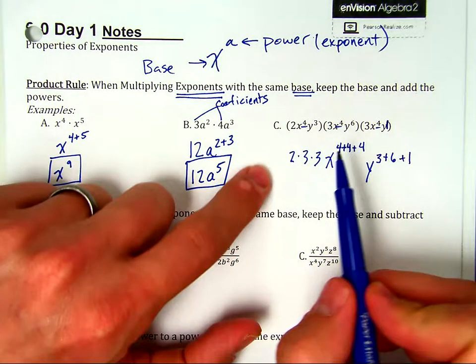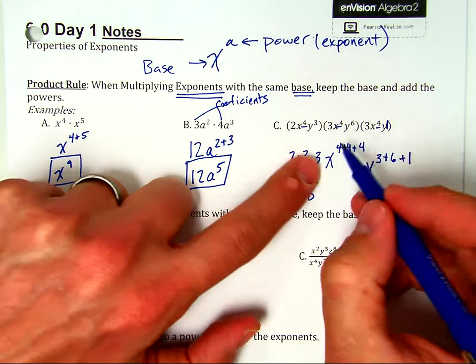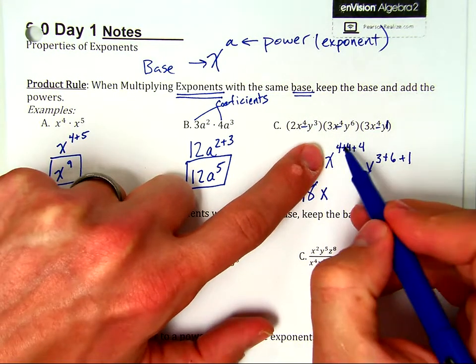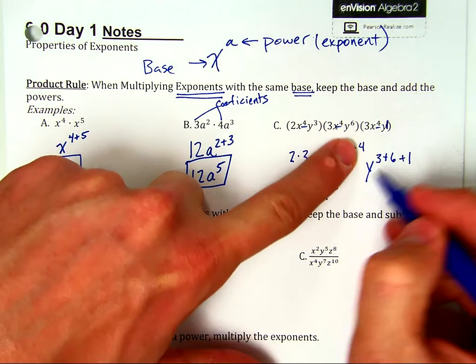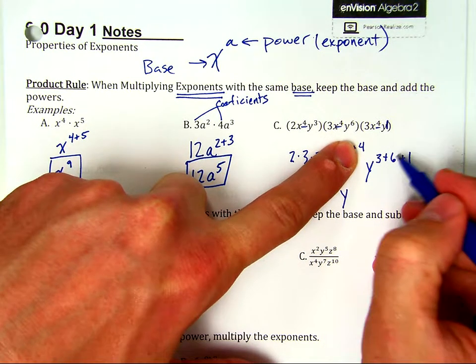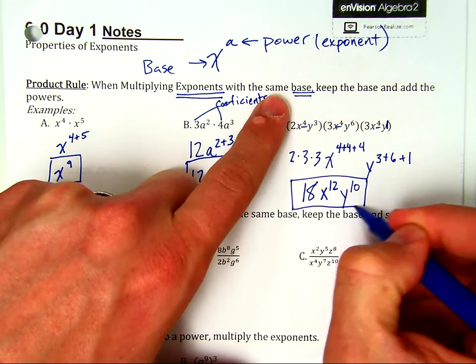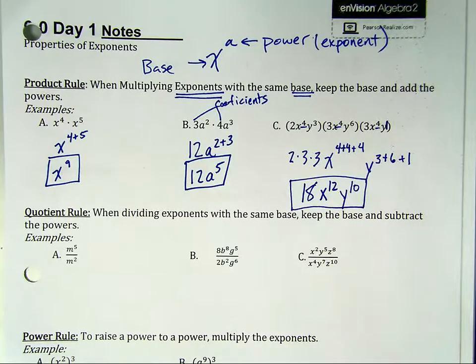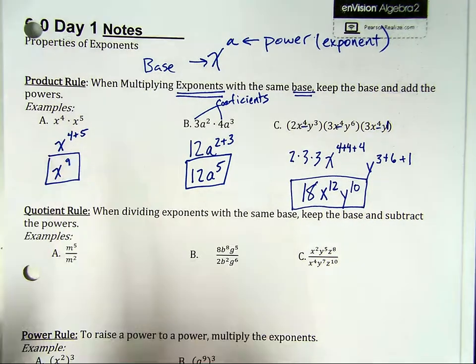Now we simplify it. 2 times 3 is 6. 6 times 3 is 18. Exponent for the x, 4 plus 4 is 8, plus 4 is 12. Here for the y, 3 plus 6 is 9, 9 plus 1 is 10. So your answer is 18 x to the 12th, y to the 10th. That's the first property. Whenever you are multiplying, keep the base, you add the exponents.